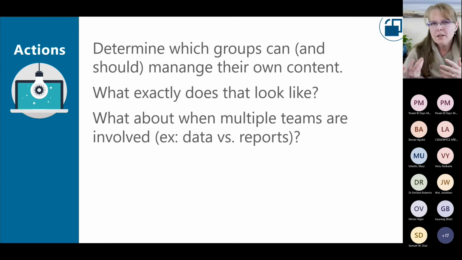The other thing you want to think about is, which groups can and should actually manage their own content? So that idea of decentralized management and ownership of content. And what are they allowed to do? And how are we going to ask them to govern it? And how are we perhaps going to audit that? And what if multiple teams are involved? That middle managed self-service BI, that one is mostly what I'm talking about here. If we know that end-to-end different pieces of content are owned and managed by different people.